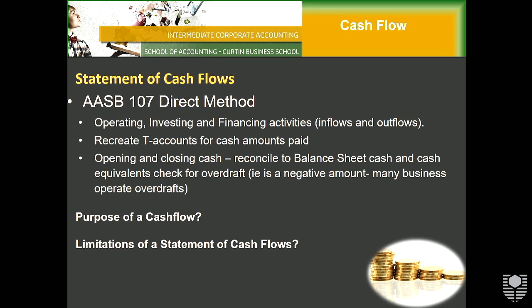Let's have a look. The other thing to check for with the balance sheet is working out your cash and cash equivalents. Always check for an overdraft as well. All right, there could be an overdraft. So you could have a cash amount and you could have an overdraft as well. Some companies operate both. And remember that the overdraft gets minused out.